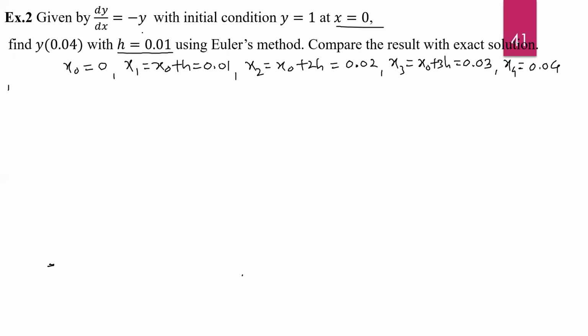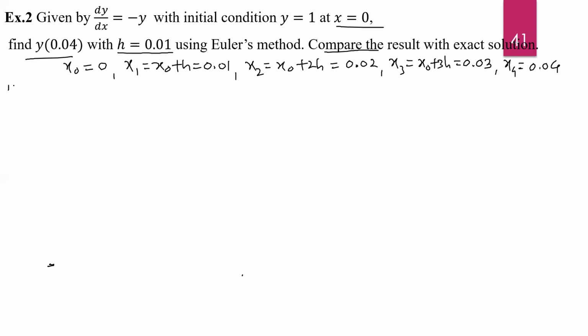See, there are two questions. Find the numerical value at y equal to 0.04. Okay, this is the first question. And the second question is, compare the result with the exact solution. So we find the solution using the traditional method, and compare it with the numerical solution.